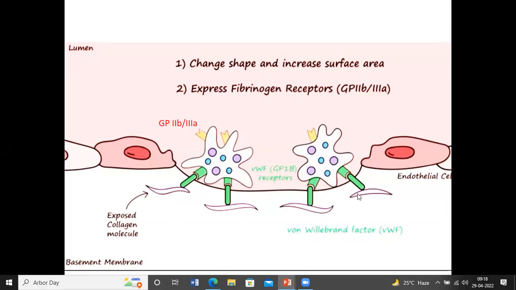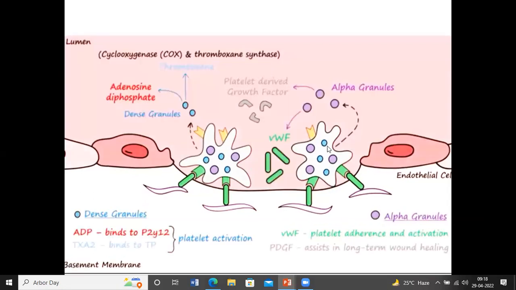to the endothelium. Now, once this happens, there is activation of the platelet, wherein there is change of shape and increased surface area of the platelet. Once this happens, there is expression of fibrinogen receptors as well, which is GP2B and 3A. And we all remember that this defect can result in Glanzmann thrombasthenia, and GP1B receptor defect can result in Bernard-Soulier syndrome.